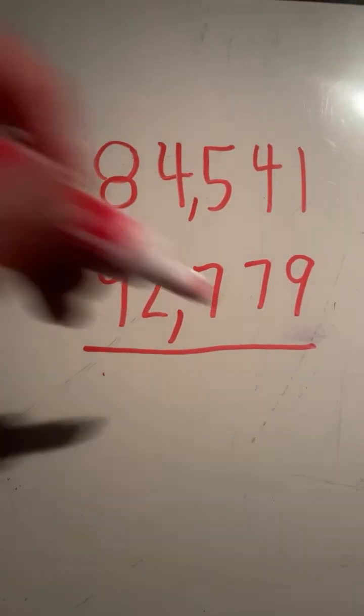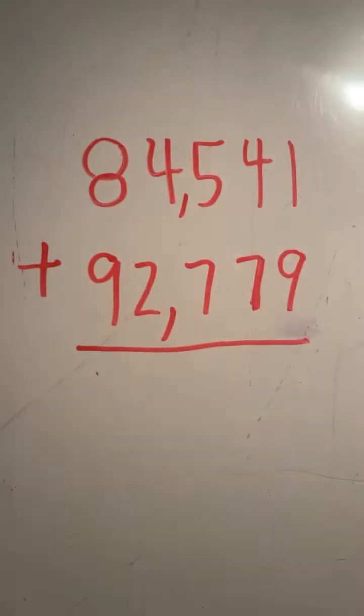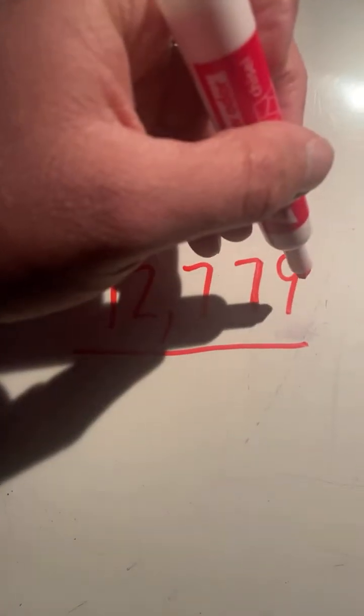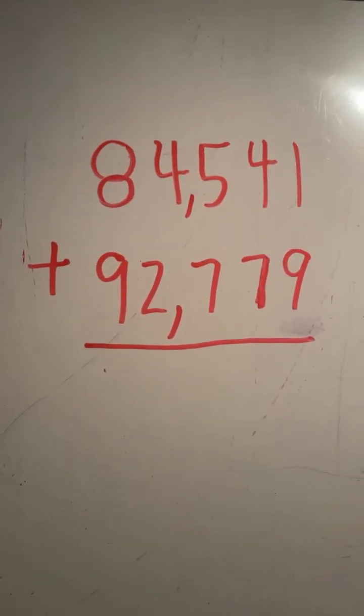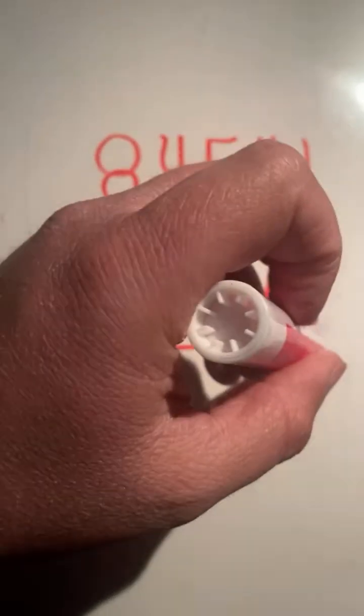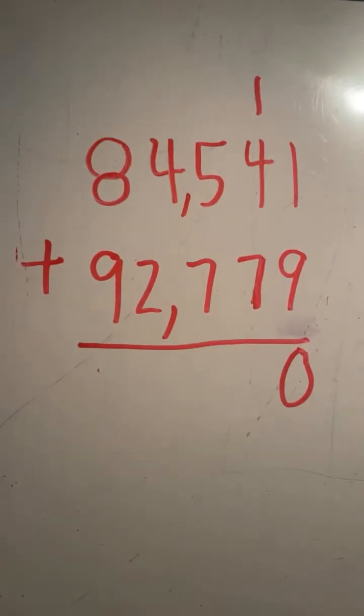So again, we always start in the ones place. 1 plus 9 equals 10. We need to regroup because we have a sum of 10. 10 or more, we regroup. So the 0 in 10 goes in the ones place. The 1 in the number 10 gets carried over to the tens place.